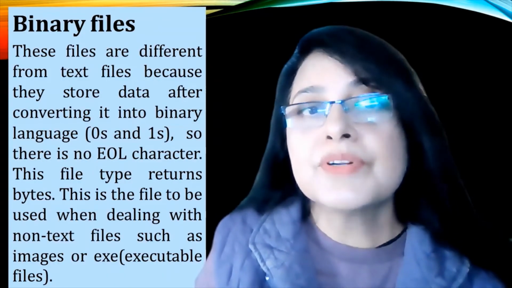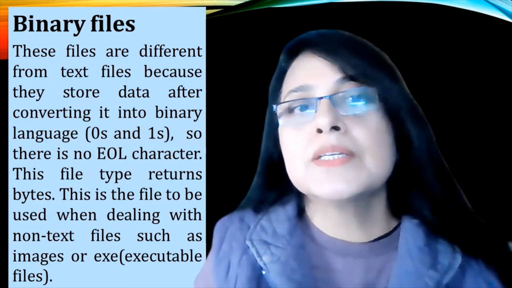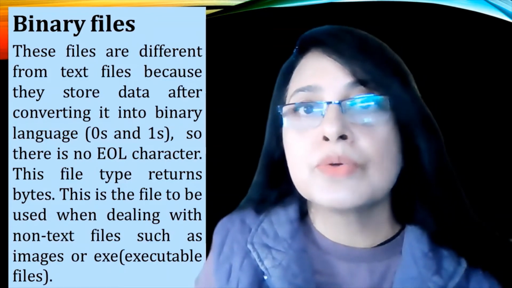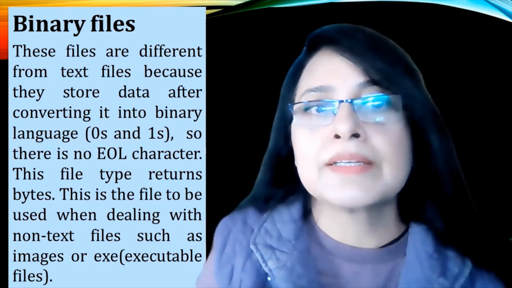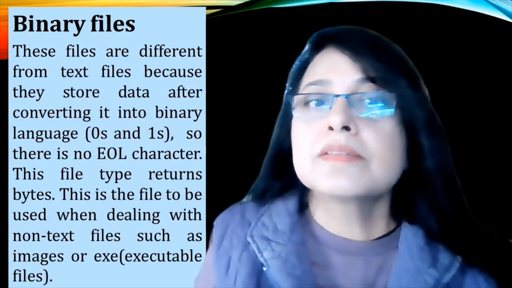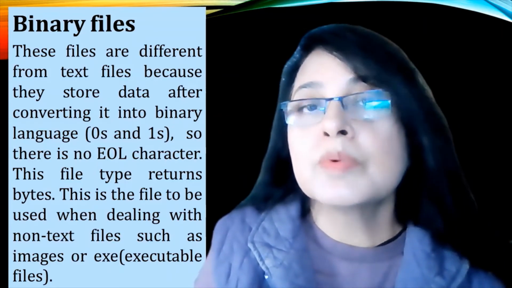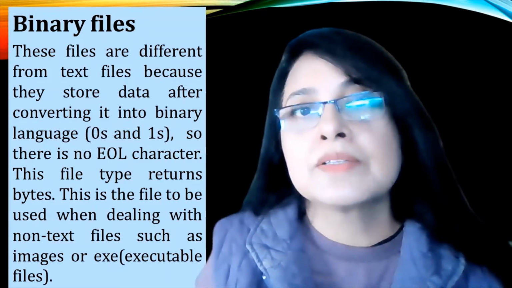Binary files are different from text files because they store data after converting it into binary language, that is zeros and ones, and so there's no end of line character. And this type of file returns bytes. This is the file to be used when dealing with non-text files such as images or exe files.